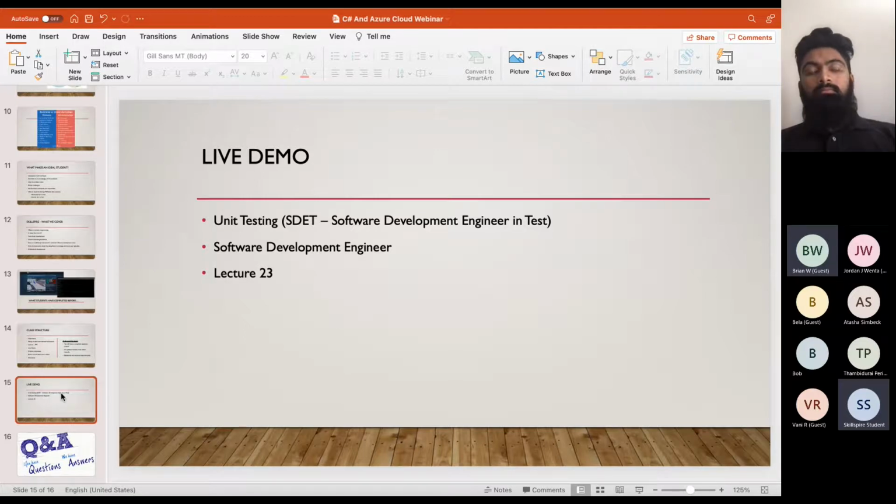The last thing I want to show you is one of the later lectures, lecture 23. It's the halfway mark, as we have a total of 40 lectures. I want to show you how we get you ready for an SDET job, a software development engineer in test. We go through unit testing as well as the coding aspect, a software development engineer type of role.